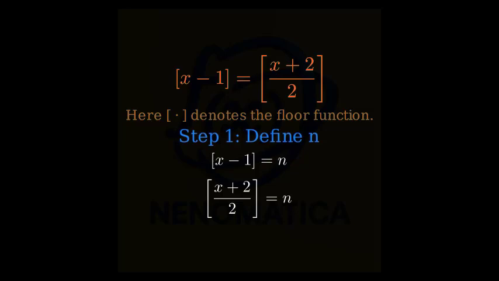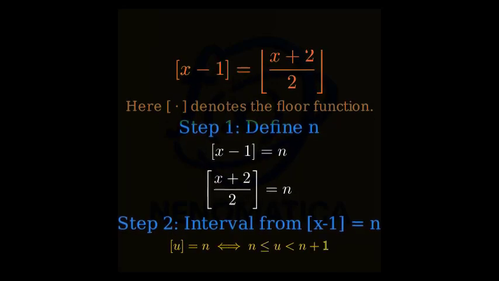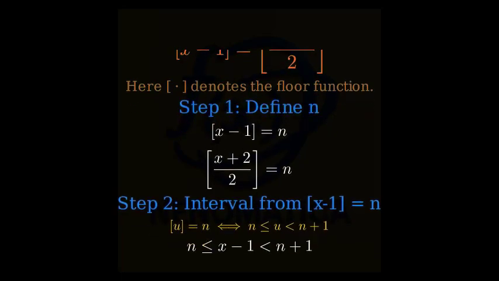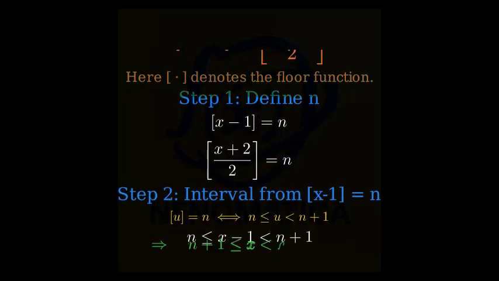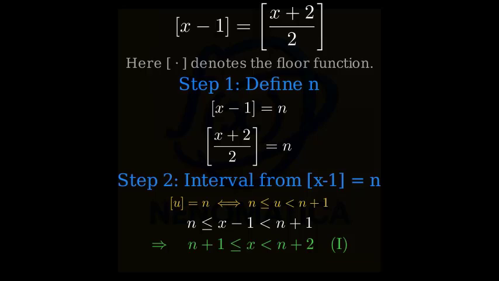That means floor of x minus 1 equals n, and floor of (x plus 2) over 2 equals n. Step 2. Use the floor definition. Floor of u equals n means n is less than or equal to u, and u is less than n plus 1. Applying that to x minus 1, we get n less than or equal to x minus 1, which is less than n plus 1. Adding 1 to all parts, we find interval 1, n plus 1 less than or equal to x, which is less than n plus 2.